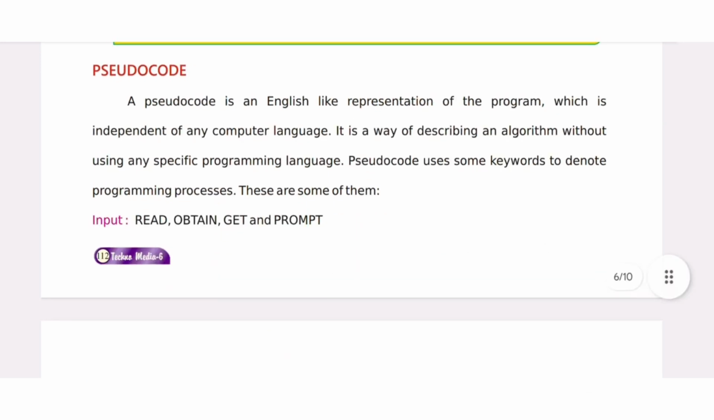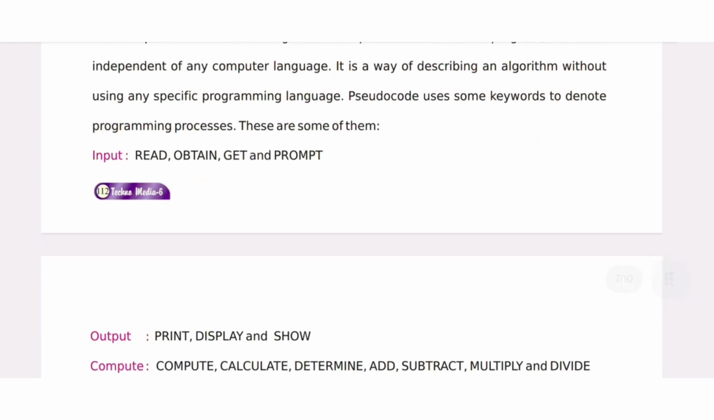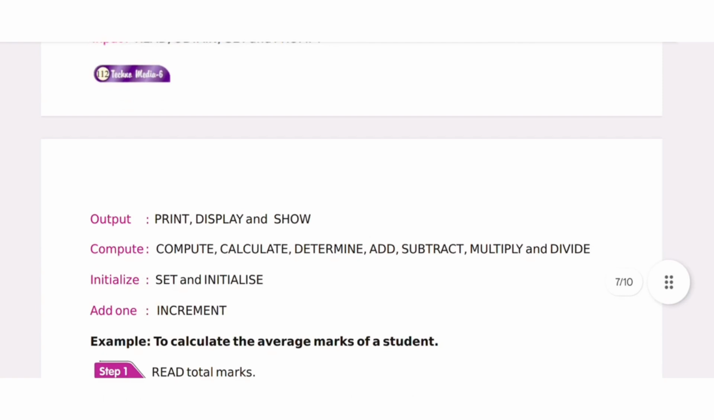Pseudocode. A pseudocode is an English-like representation of the program which is independent of any computer language. Pseudocode uses some keywords to denote programming process. Input: read, obtain, get and prompt. For output: print, display and show. Compute: calculate, determine, add, subtract, multiply and divide. Initialize: set and initialize. Add one, increment.